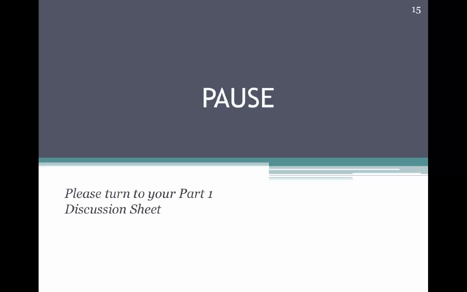Now that you have identified barriers, try to identify solutions to these potential roadblocks. Pause the lecture and take time to complete this portion of the discussion sheet. When you have completed this exercise, please move on to the next section.